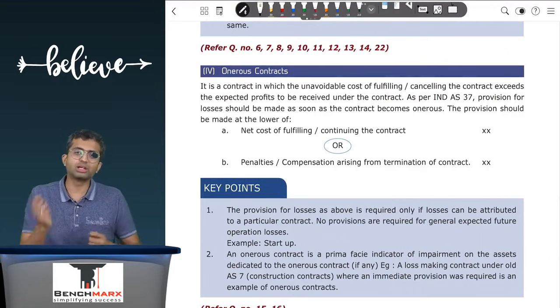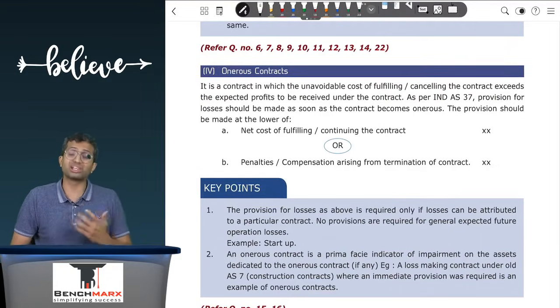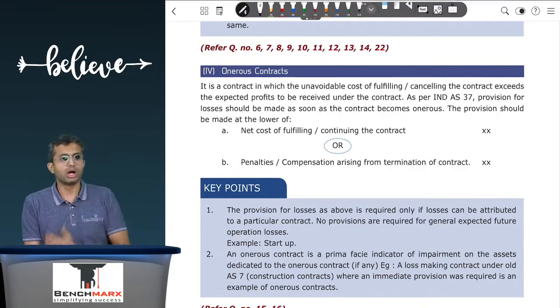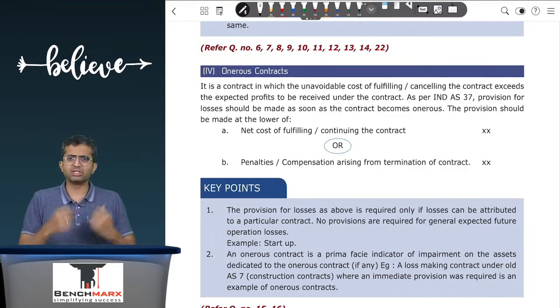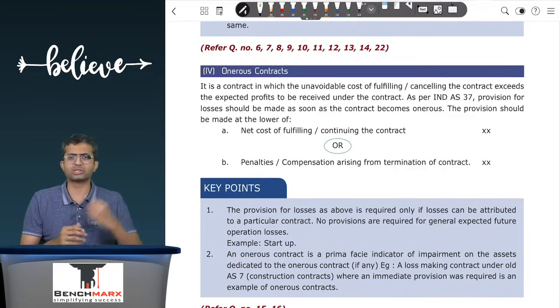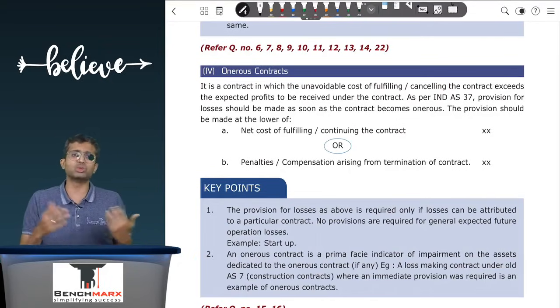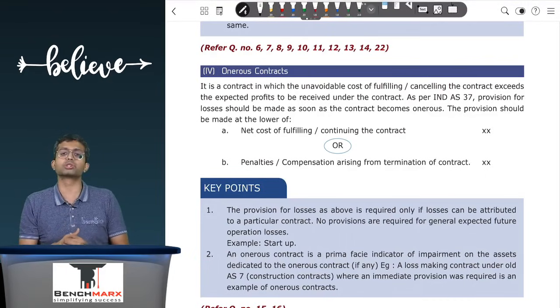So you are under a contract where the cost of fulfilling the contract or cancelling the contract is greater than the benefits that you will get from executing the contract. So, for example, in your CA Inter, in AS7, in construction contracts, it was possible that you took a contract whose construction cost estimated was 1000 crores and the revenue was only 800 crores. AS7, in your Inter CA, I told you to create a provision for expected losses of 200 crores.